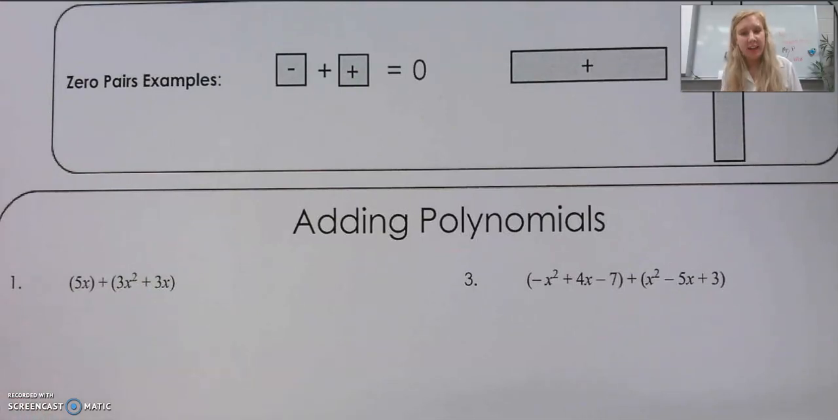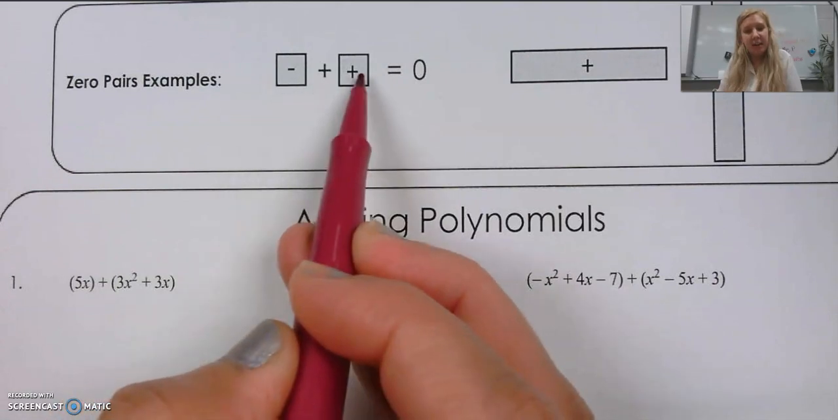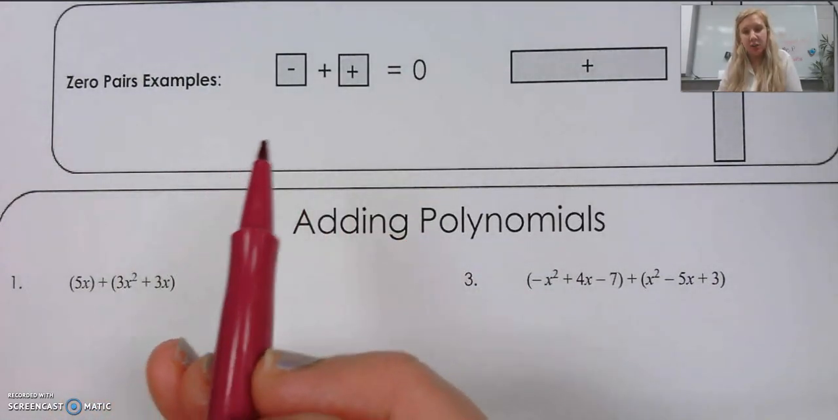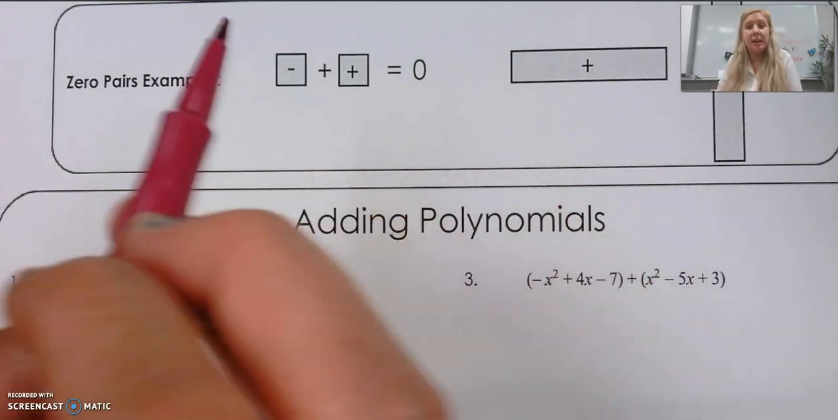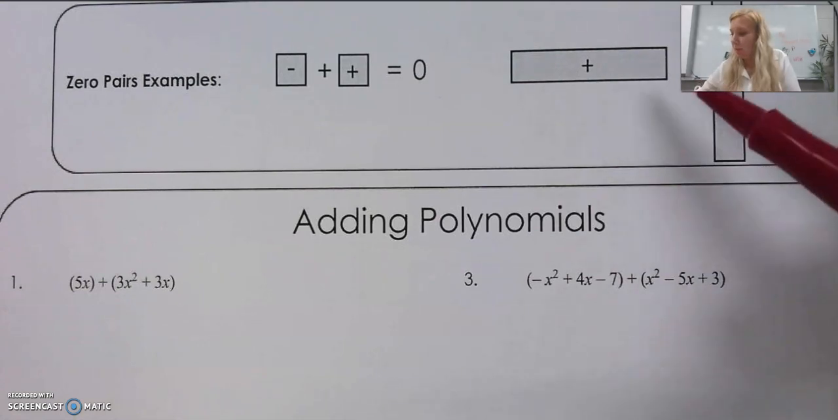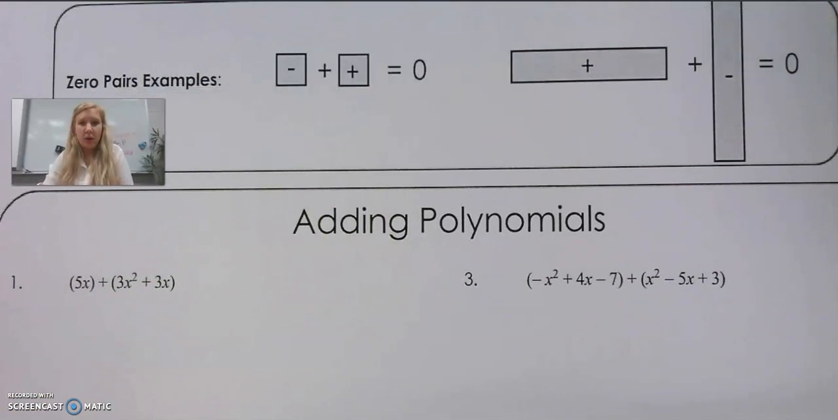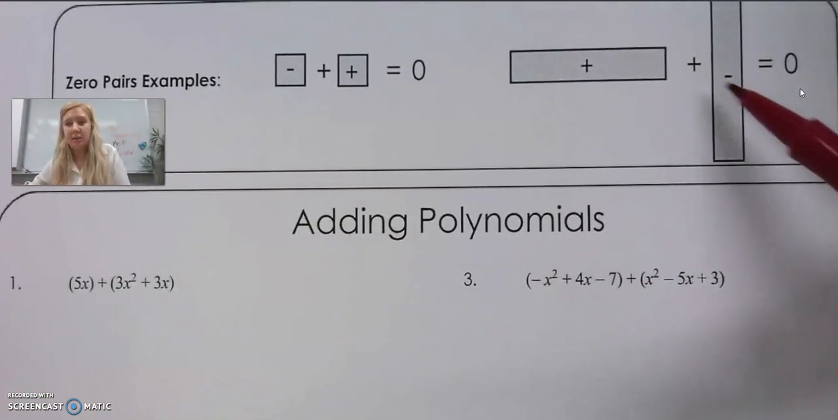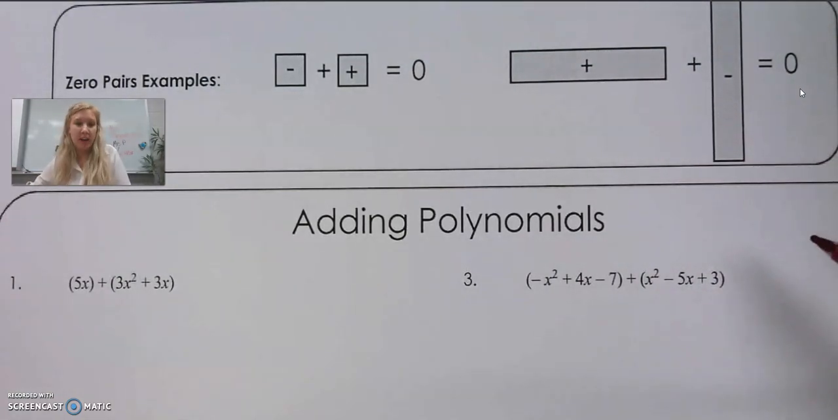So I just want to go over adding polynomials. Our zero pairs, we'll start off with algebra tiles, zero pairs. When we have a negative and a positive that are like terms, they eliminate, they create a zero pair, they make a zero, they cancel out. You might have heard it referred to like that. Positive and a negative right here. A positive and a negative here, again, they eliminate their like terms. They're the same shape. They create a zero pair.